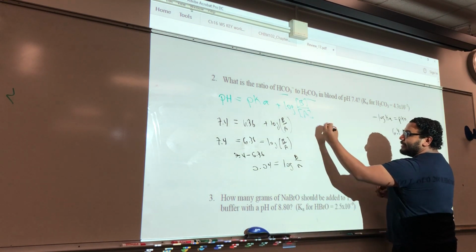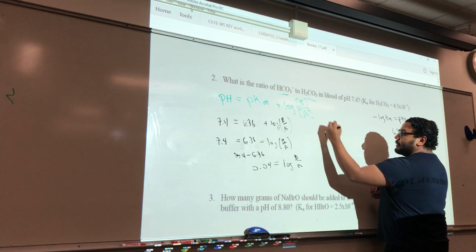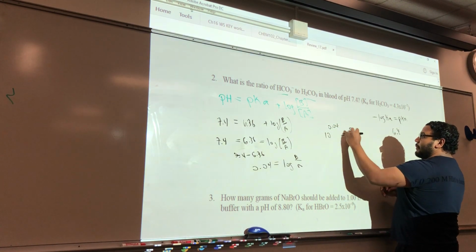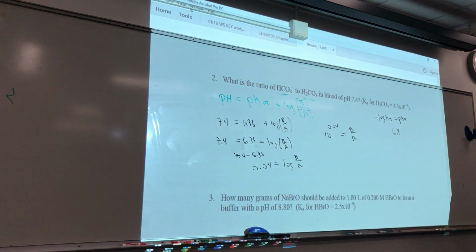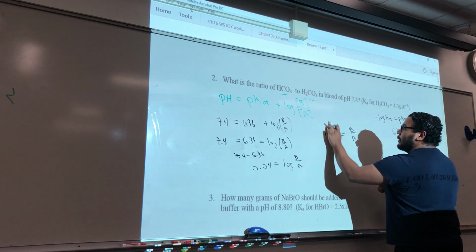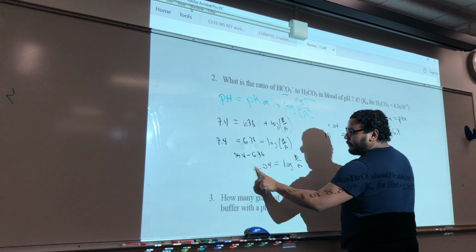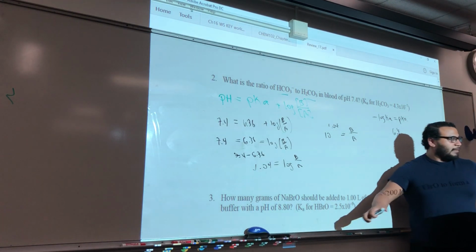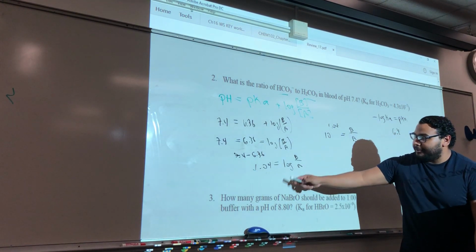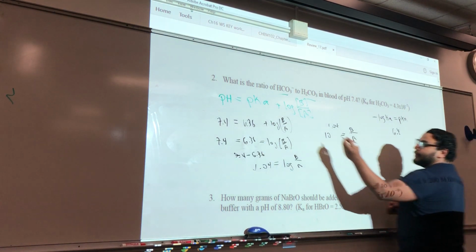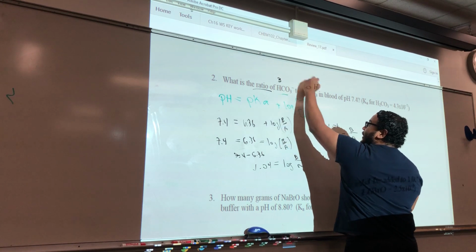We can get rid of the log by raising 10 to the power of both sides, right? 10 to the 0.04 equals B over A. Everybody get that? So that's how we get rid of a log. We raise it to the base. 1.04, sorry, apologies. So just to clarify, we can get rid of the log by raising both sides to the 10th power, and then we have the ratio of B over A, which is what they want. They want the ratio of the base over the acid.